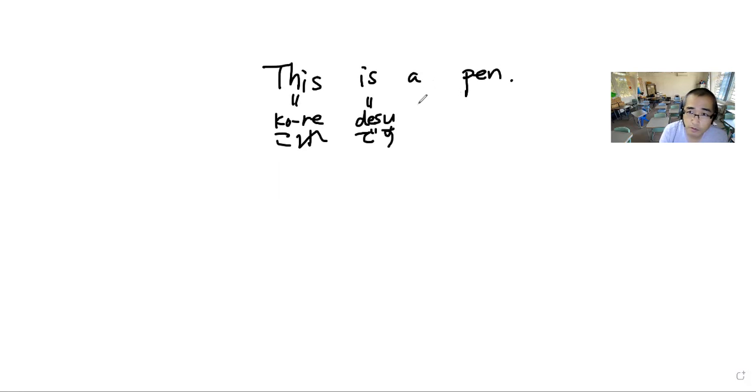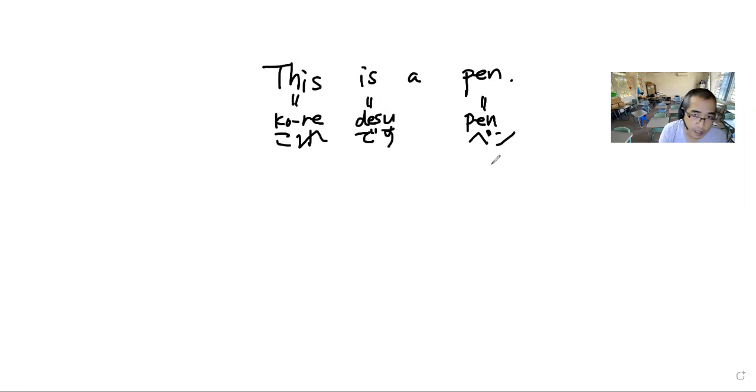Maybe you want to know what is "a" in Japanese. But the Japanese language doesn't care much about "a pen" or "a book." Just leave it. Pen is pen ですね。How to say "this is a pen" in Japanese? You might say これですpen.